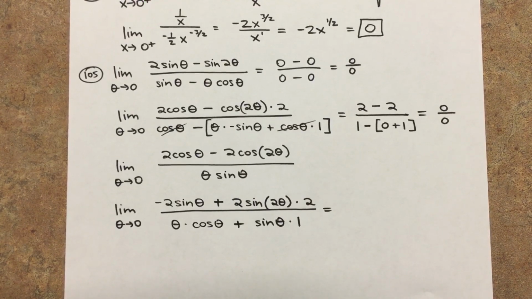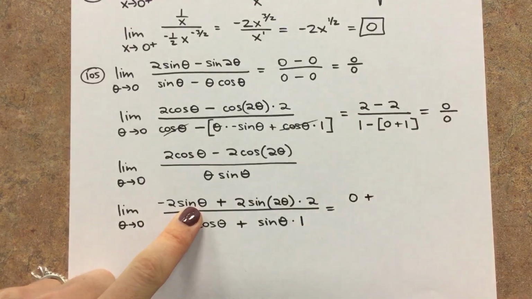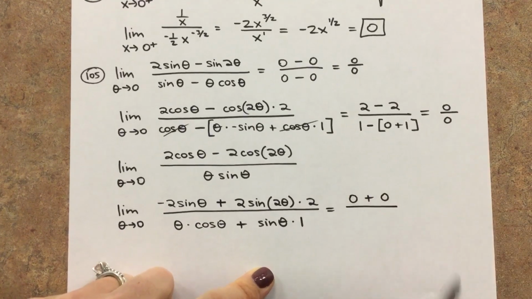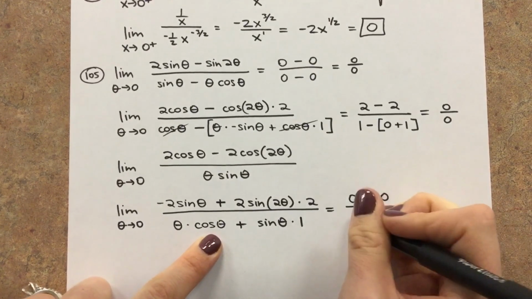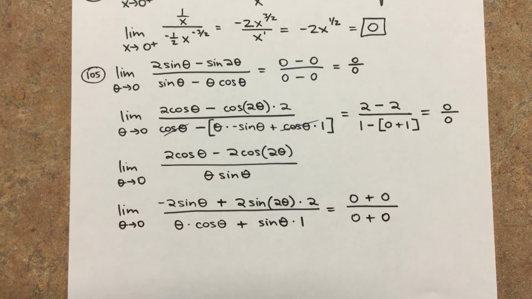Okay, so let's start subbing things in again. So subbing in a 0, I have negative 2 times 0, which would be 0, plus sine of 0 is another 0, over, and then this guy right here, I get 0 times 1, which is 0, plus sine of 0, which is another 0.